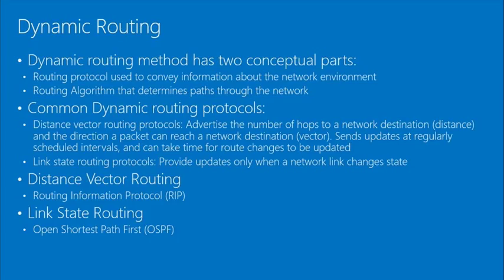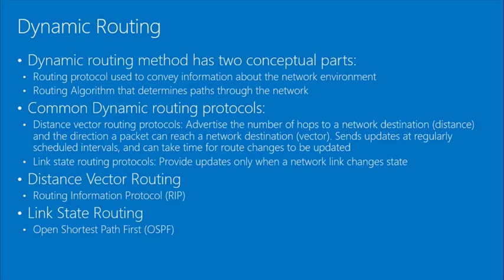Common dynamic routing protocols: distance vector routing protocols. Distance vector is made up of two components. One, the number of hops to a network destination. This is the distance. And the direction a packet takes to reach a network destination, which is the vector. So this is the distance vector routing protocol. Updates are sent at regularly scheduled intervals, and it can take time for route changes to be updated.